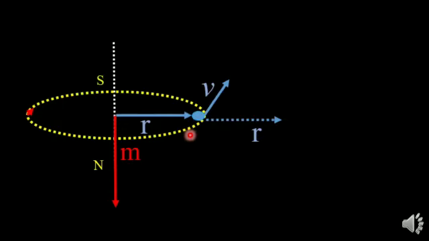Since angular momentum L equals r cross p, which equals r cross m v. By using the right hand thumb rule, we can find the direction of angular momentum. If the curled fingers are from r to v, then the thumb gives the direction of angular momentum, which is in the upward direction. So, we can conclude that the angular momentum L and magnetic dipole moment m both are in opposite directions.